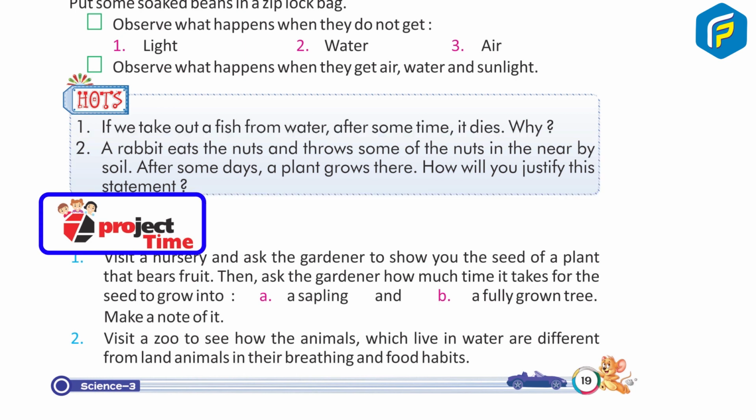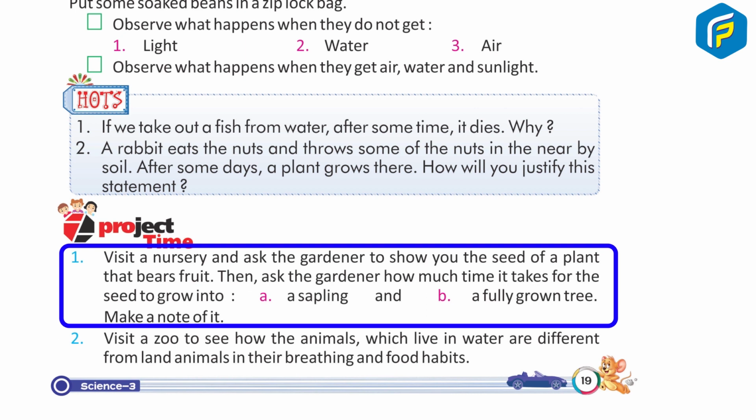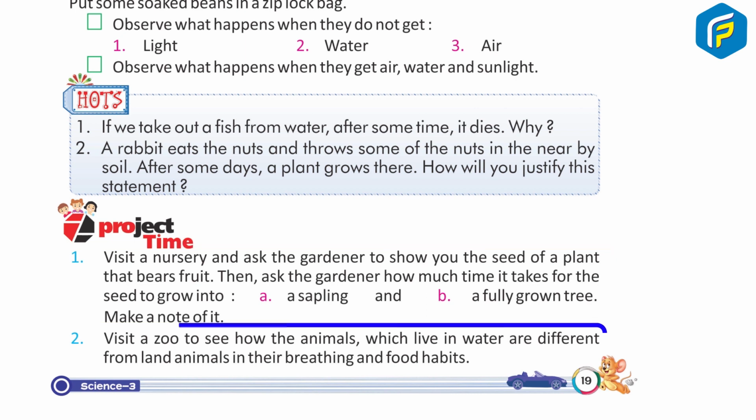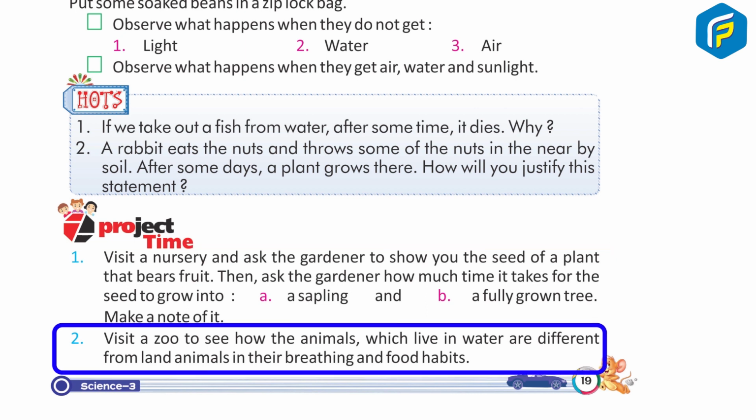Project time. 1. Visit a nursery and ask the gardener to show you the seed of a plant that bears fruit. Then ask the gardener how much time it takes for the seed to grow into A. a sapling and B. a fully grown tree. Make a note of it. 2. Visit a zoo to see how the animals which live in water are different from land animals in their breathing and food habits.